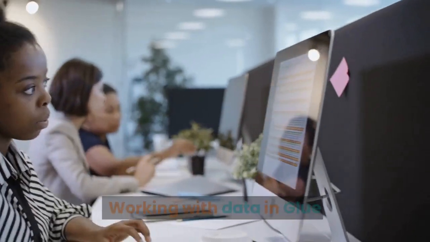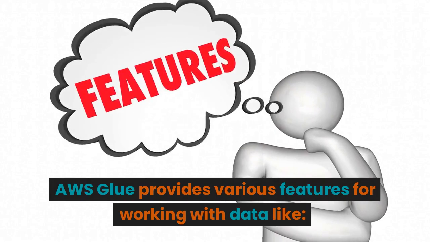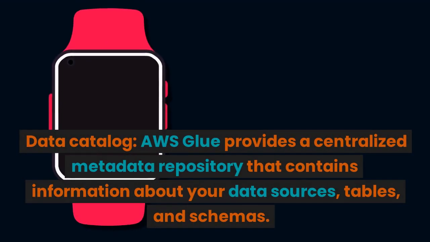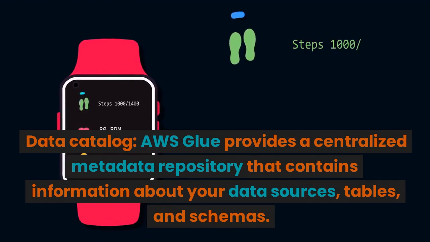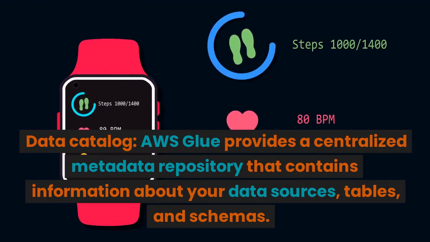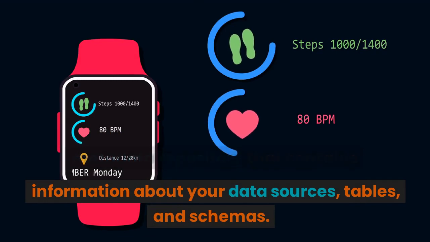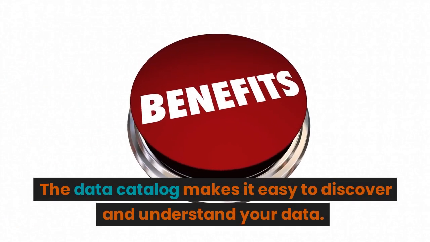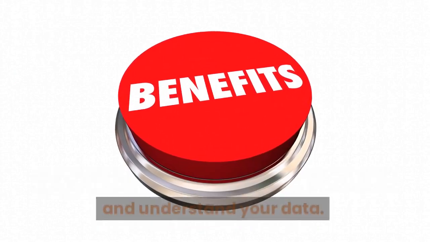Working with data in Glue. AWS Glue provides various features for working with data like Data Catalog. AWS Glue provides a centralized metadata repository that contains information about your data sources, tables, and schemas. The Data Catalog makes it easy to discover and understand your data.